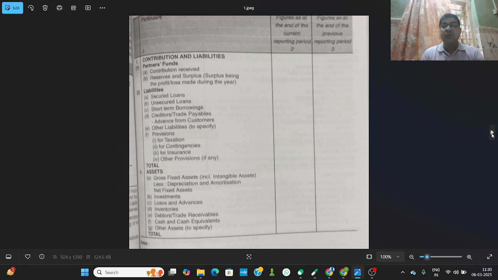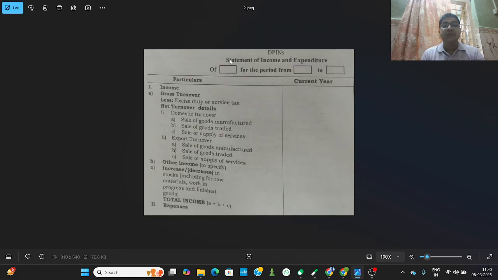Now we will move further and discuss the statement of income and expenditure. Income and expenditure is just like a profit and loss account, but in vertical form. Income we have to mention on top: gross turnover, turnover means sales, and we have to deduct the excise duty and service tax. Whatever amount is there regarding the sales and excise duty, we have to mention. Then after deducting the excise duty, you will get the net turnover.